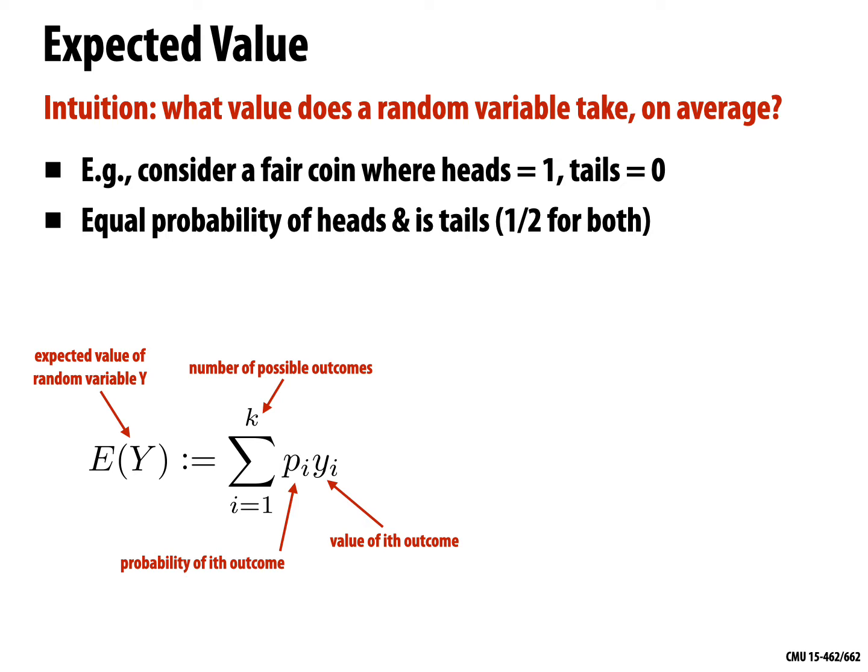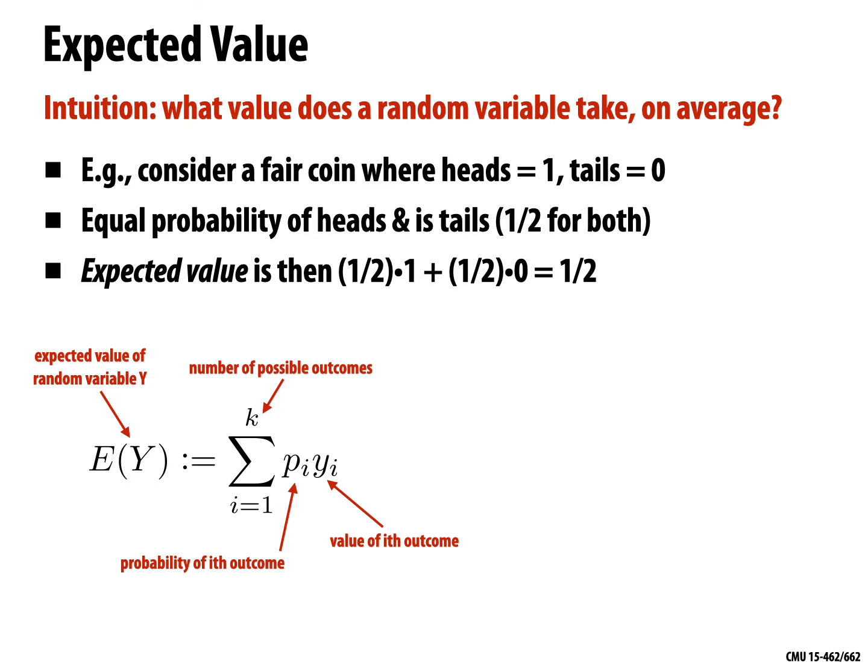So the expected value is then going to be just the sum of the probability of landing heads times 1 plus the probability of landing tails times 0. 1/2 times 1 plus 1/2 times 0 is 1/2. Okay?